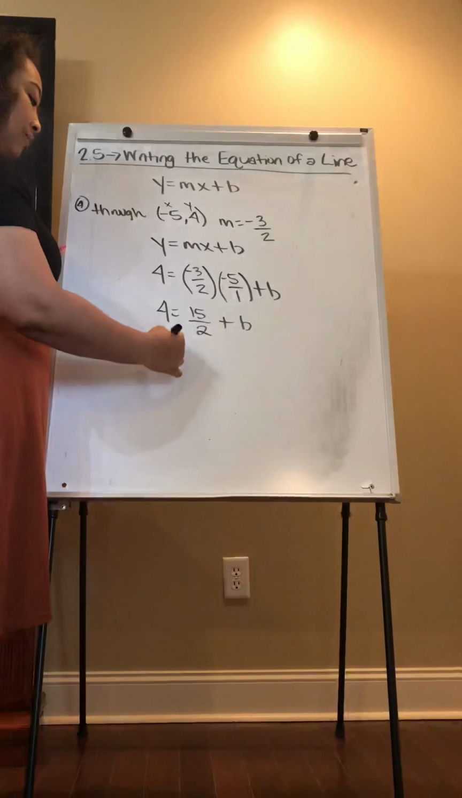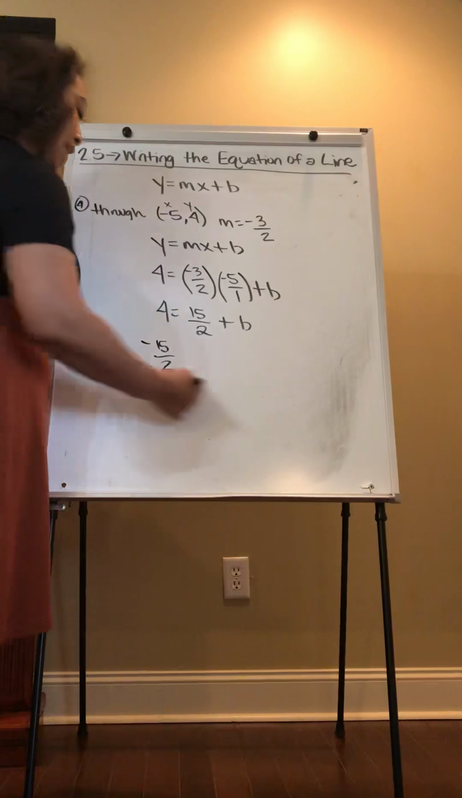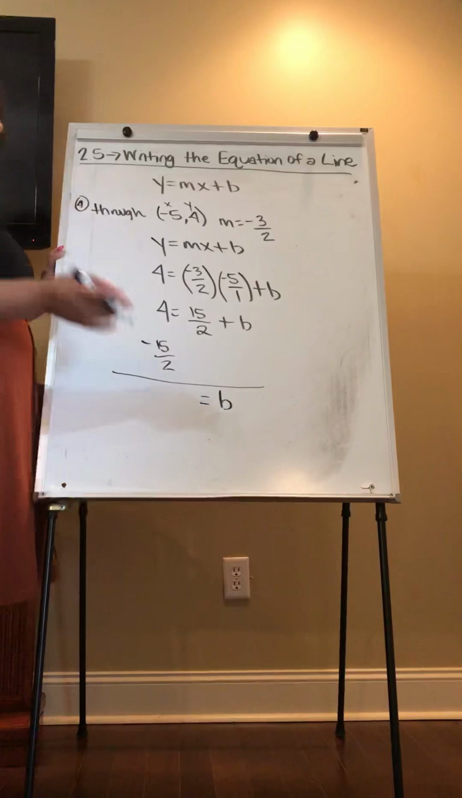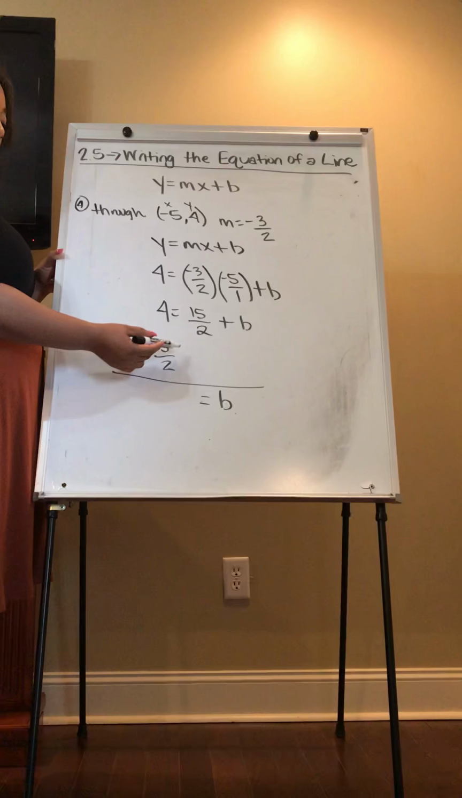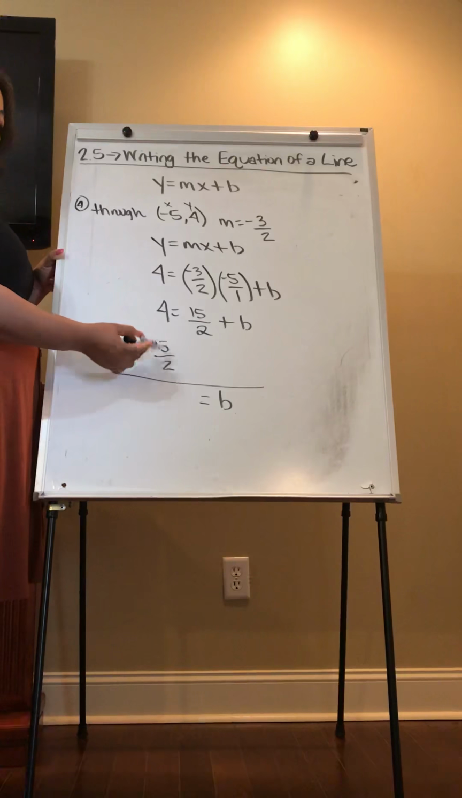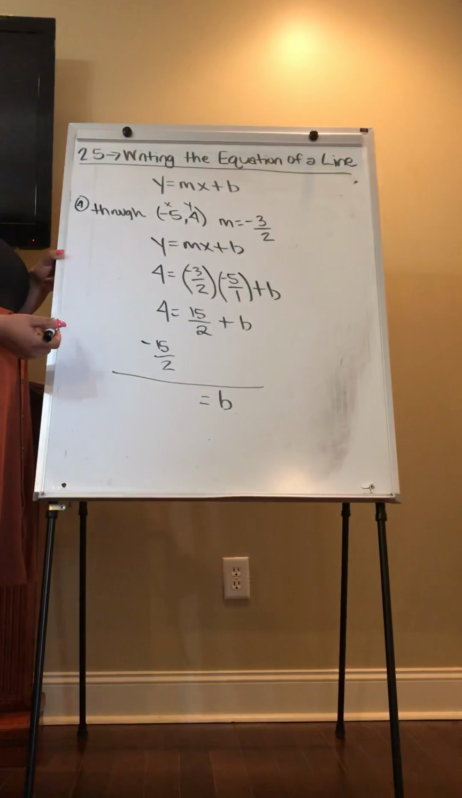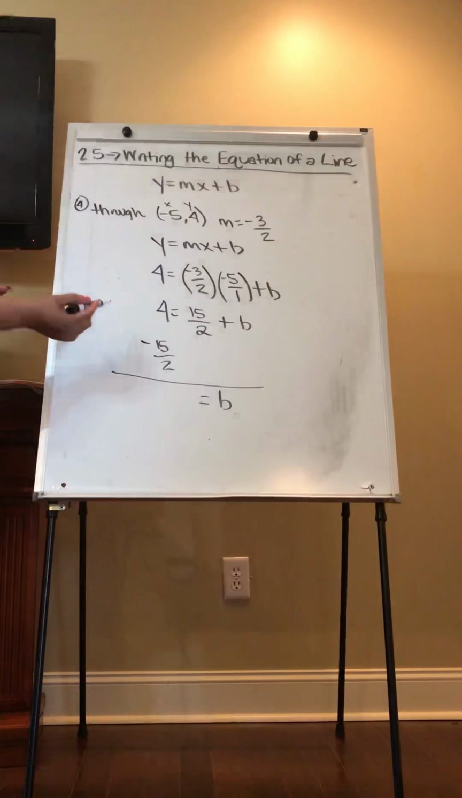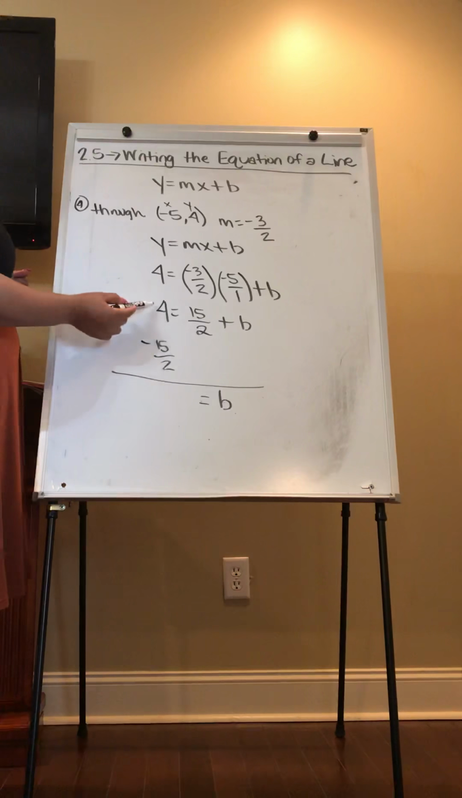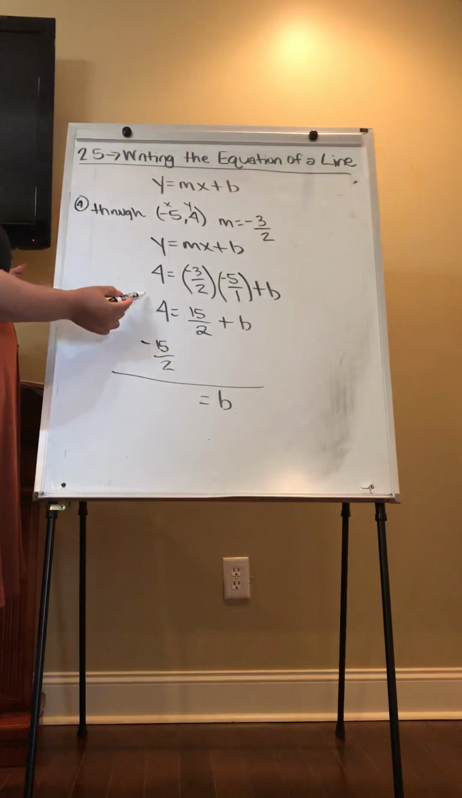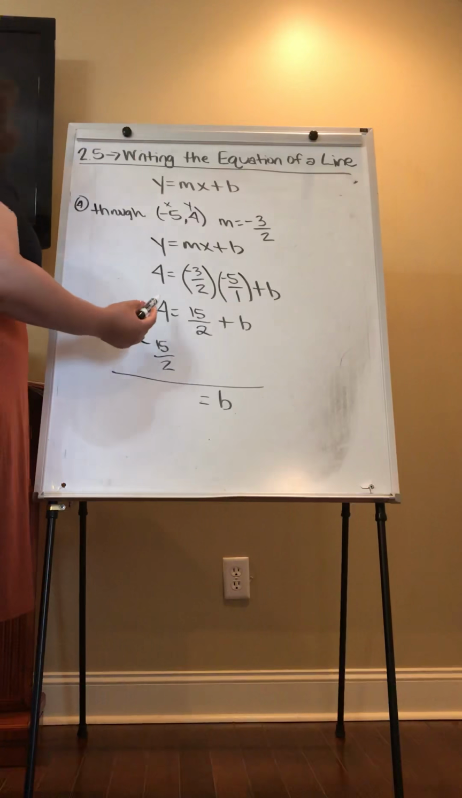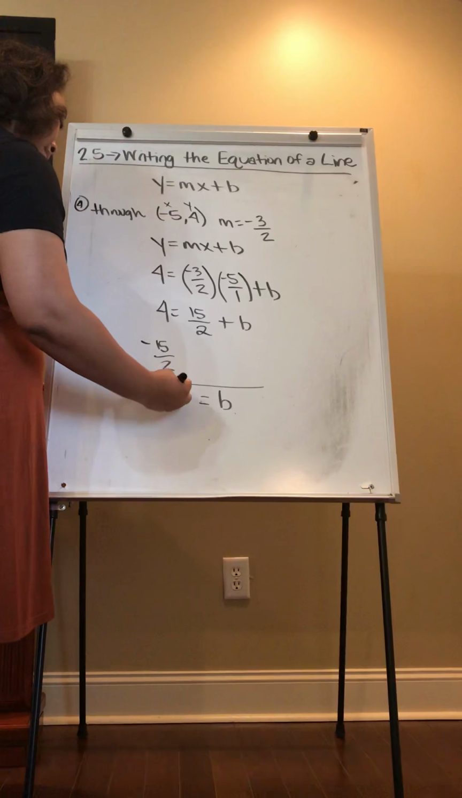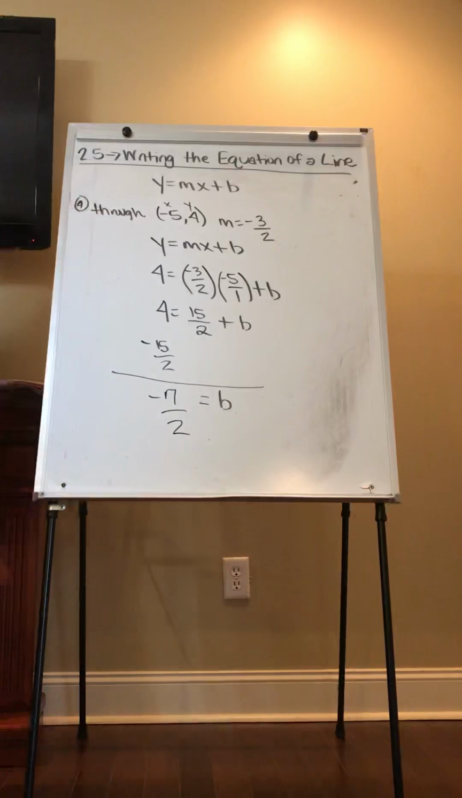To get b by itself, you're going to subtract 15/2 from 4. So in your calculator, you would type in 4 minus 15 ABC 2. That ABC button puts that in fraction for you. If you do it manually, you can always take the denominator and multiply it times the whole number to make this an 8/2. 8 minus 15 will give me a -7/2. So my b is a fraction.